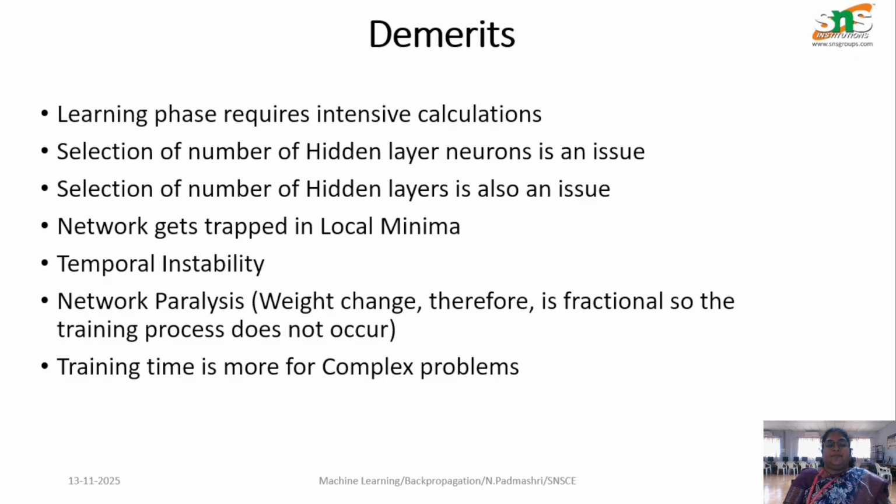The demerits: it requires intensive calculations. As you watch this video, there are many equations, so the calculations are a little difficult. The number of hidden layers is also an issue, as we need to select carefully how many hidden layers to use. Here in the network architecture I showed only 2 hidden layers. If there are 4, 5, 6, 7, then the architecture becomes more hectic to calculate, so that is the drawback. Training time is more because of more hidden layers, and it takes more time only for complex problems. These are the merits and demerits.